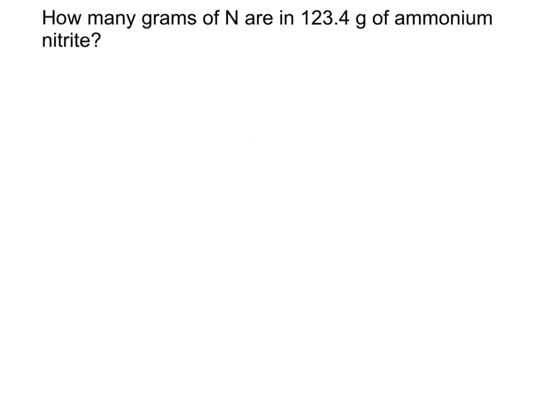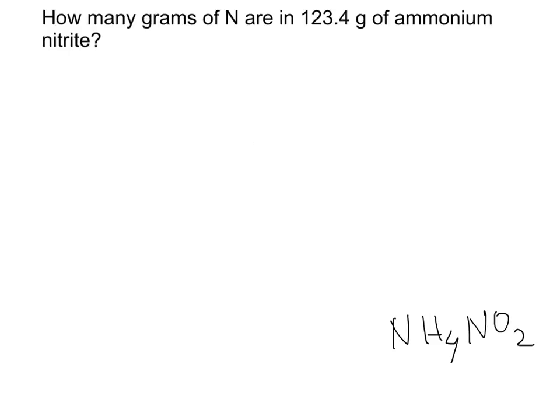Okay, so the question is, how many grams of nitrogen are in 123.4 grams of ammonium nitrite? So what we need to do first is write out the molecular formula of ammonium nitrite, which is NH4NO2. Now we're going to need to figure out what the molar mass of ammonium nitrite is.